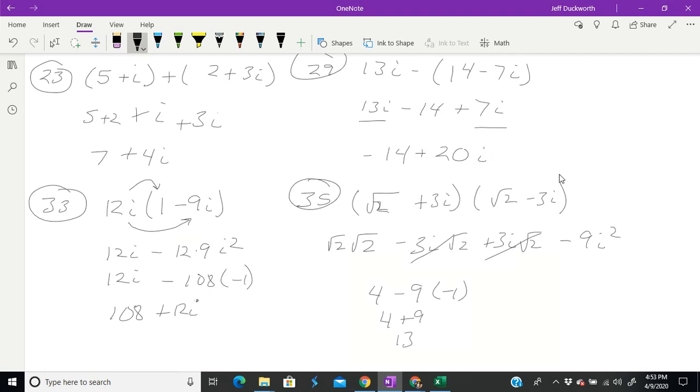Right, so this is an idea of how to put things in standard form, deal with some addition, multiplication, and combining like terms with imaginary numbers. And that's video 2.